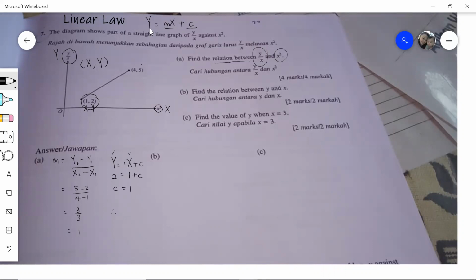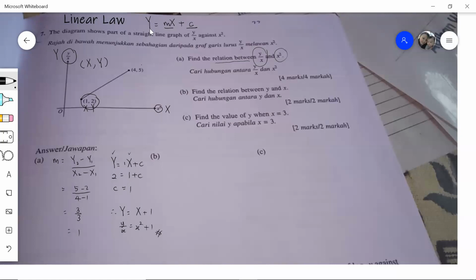Therefore, the whole equation that represents this straight line will be capital Y equals to 1x plus c, which is 1. And now let's replace capital Y with y over x. And the capital X is actually x squared. So y over x equals x squared plus 1. So what is the relationship between y over x and x squared? This is the relationship. Okay, so that is part A.